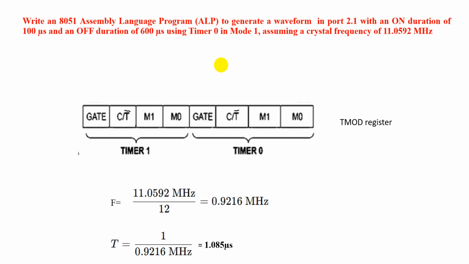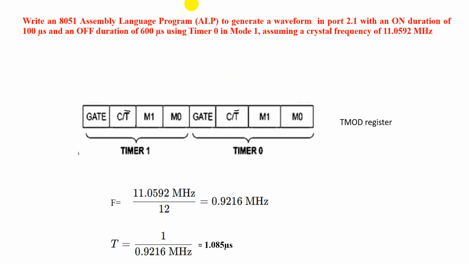It's an auto reload mode. Auto reload means once we have loaded the timer value, it's automatically reloaded whenever it overflows. That's the auto reload mode. And then mode 3 is a split timer mode. In our case we are going to use timer 0 in mode 1.